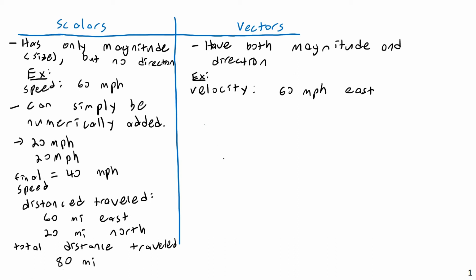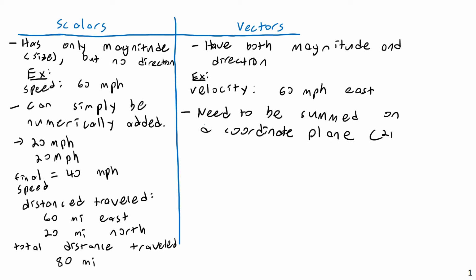But vectors, on the other hand, cannot simply be summed numerically. They need to be summed either in components, graphically, etc., usually on a coordinate plane for 2D vectors, or in 3D space for 3D vectors.